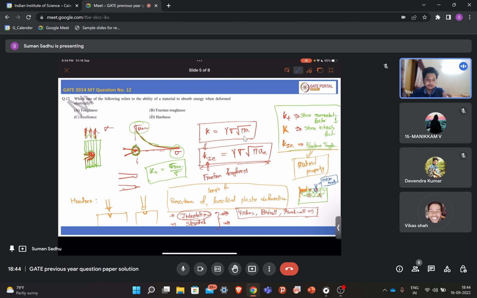But if you are doing micro hardness and you are taking it at a particular phase only, then that hardness will be the hardness of that phase only, not for the whole material. Okay, so now everything is clear for this.